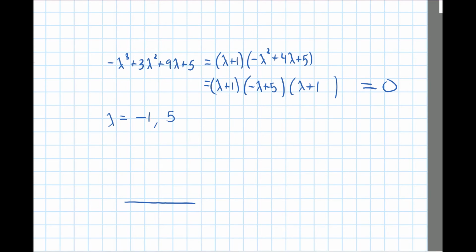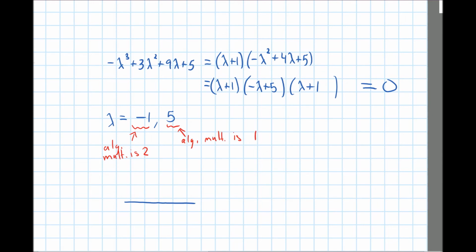And notice the multiplicities of these. The negative 1 occurred twice, so the algebraic multiplicity is 2, but for the 5, that only occurred once. So the algebraic multiplicity for 5 is 1.